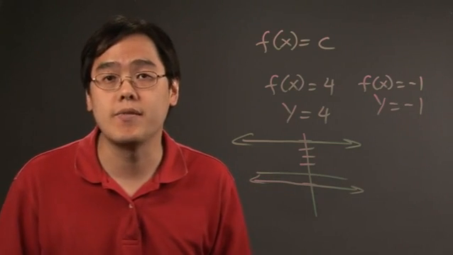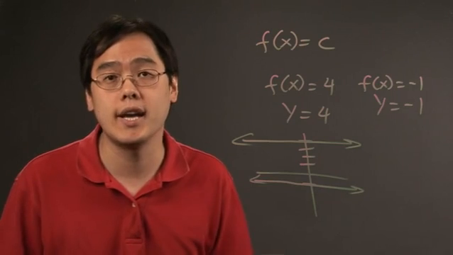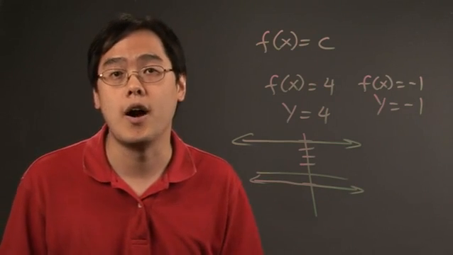So the bottom line here is if you have an integer function, that means you have a horizontal line that crosses whatever number that you're given on the y-axis.